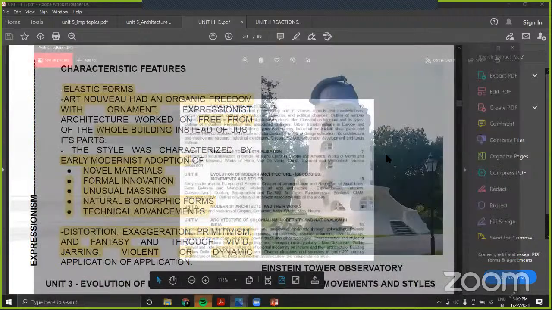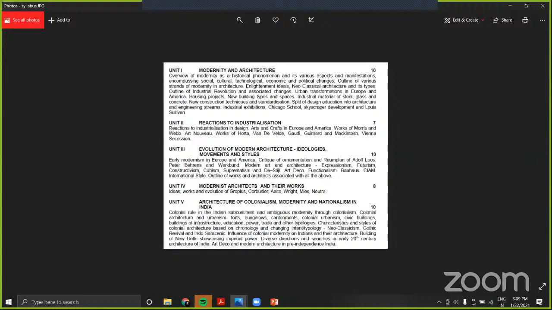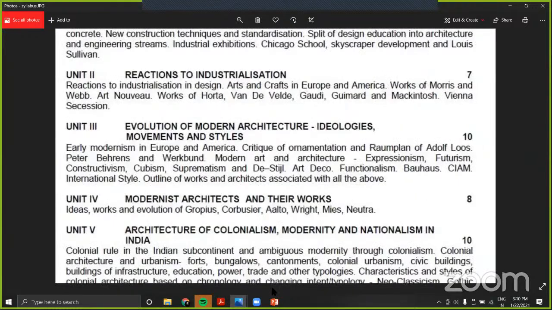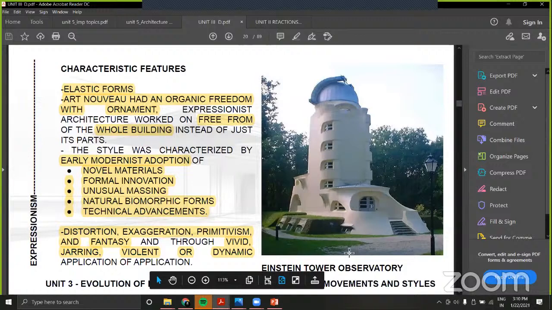So we will be seeing one example for each of these movements, like one example for futurism and one example for constructivism. There are a lot of examples given in the notes, but we will be seeing only one example throughout the session. So as I said, this is Einstein's Tower Observatory. We saw this building in the previous session also. We will see this building in detail now.